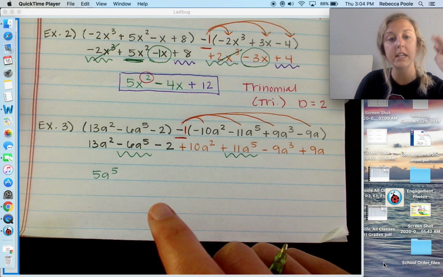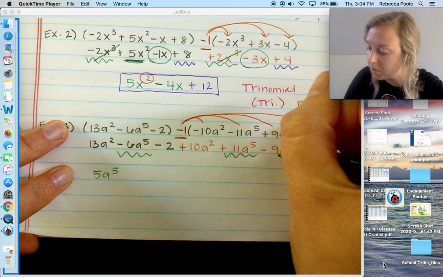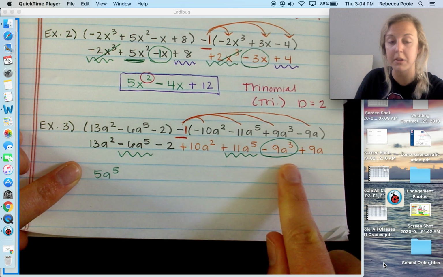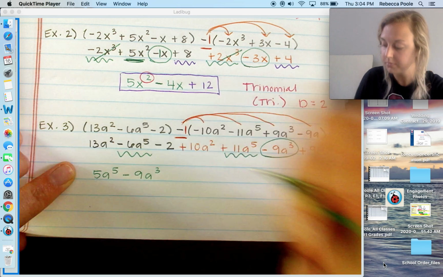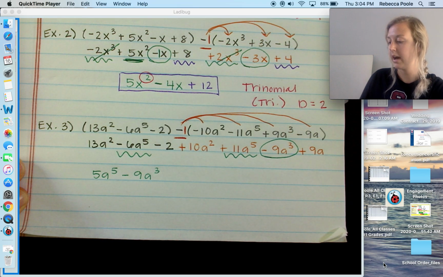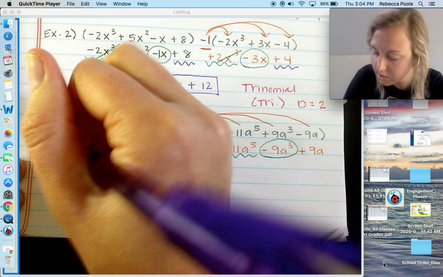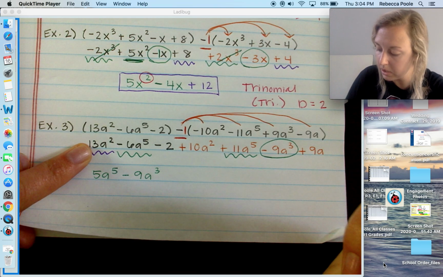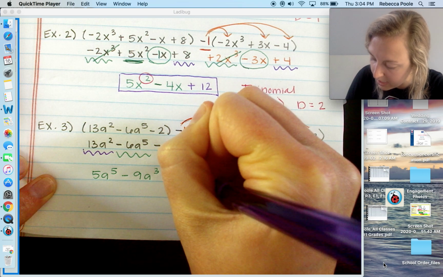All right, after a to the fifth, the next biggest I see is a cubed. But there's nothing else that goes with it. There's no other a cubes. So I'm going to bring that down. Okay? All right, let's see. What else do we see, Miss Poole? Next, I see squareds. So 13a squared plus 10a squared. 13 plus 10 is 23a squared.